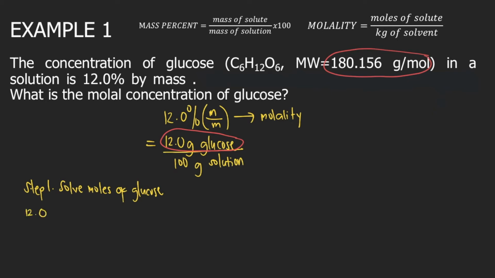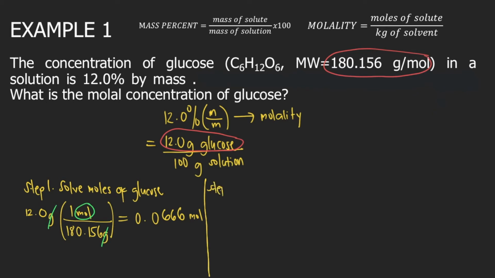So 12 grams, 1 mole of glucose is equivalent to 180.156 grams. So grams will cancel out. We now have moles as the unit. So 12 times 1 divided by 180.156, this is equal to 0.0666 moles of glucose.